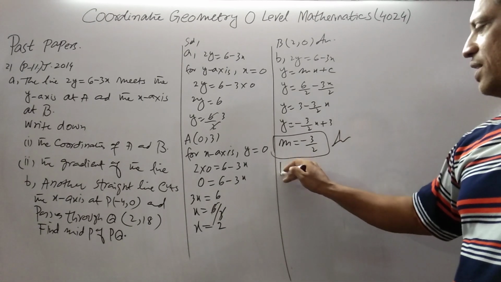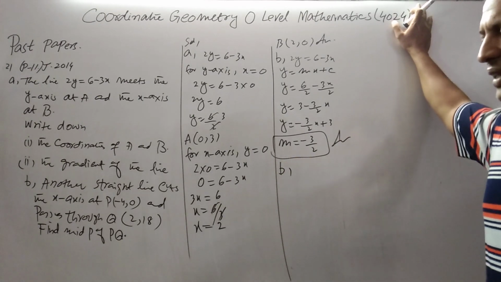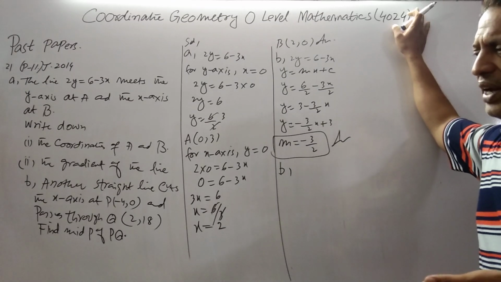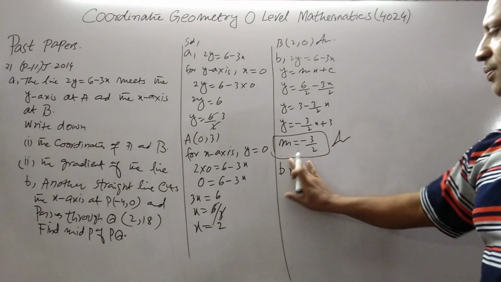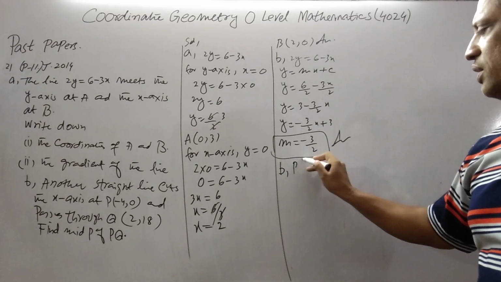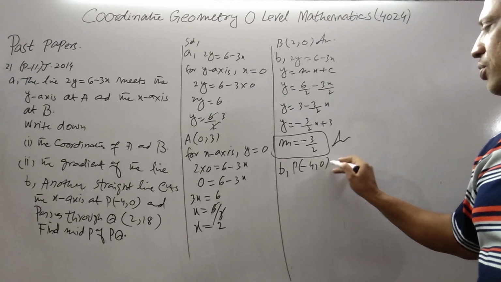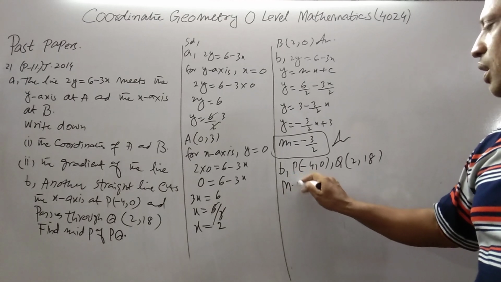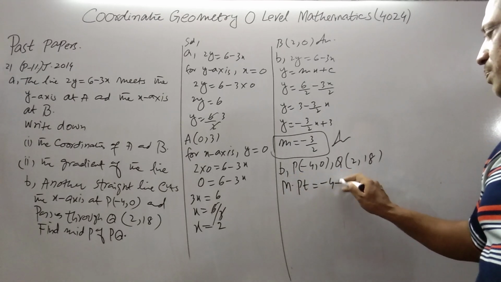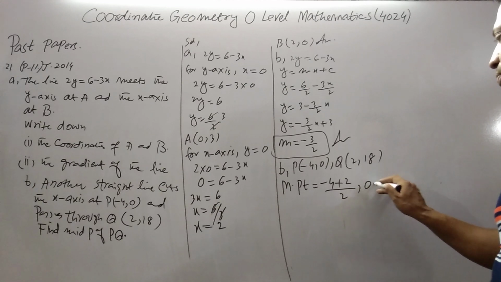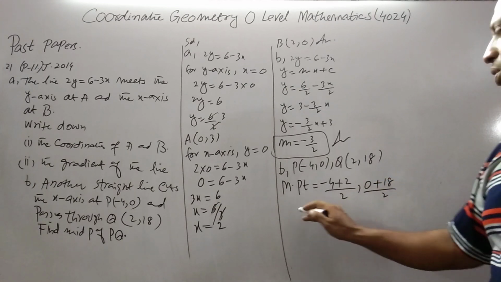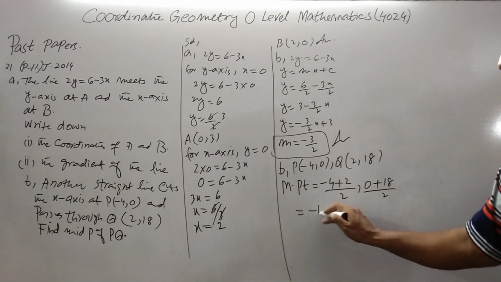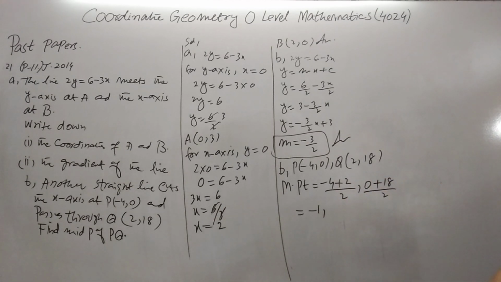So minus 3 upon 2 is the answer. And the last part is very easy. Another straight line cuts the x-axis at P (minus 4, 0) and passes through the point Q (2, 18). Find the midpoint of PQ. Just use the formula. This is P (minus 4, 0), this is Q (2, 18). So the midpoint is x1 plus x2 over 2, y1 plus y2 over 2. Minus 4 plus 2 is minus 2. Minus 2 upon 2 is minus 1. 0 plus 18 is 18. 18 upon 2 is 9.